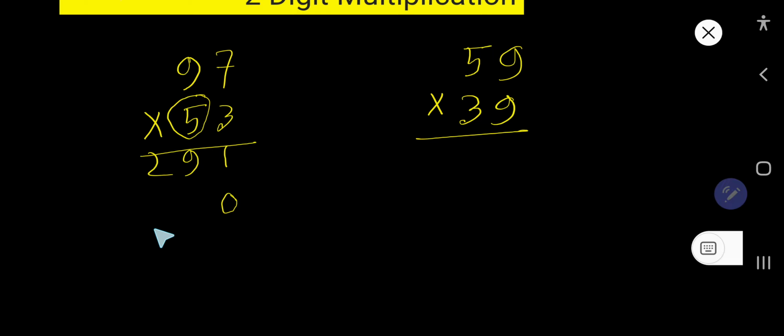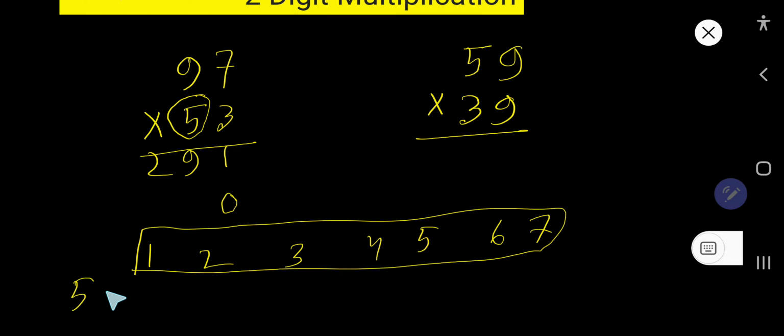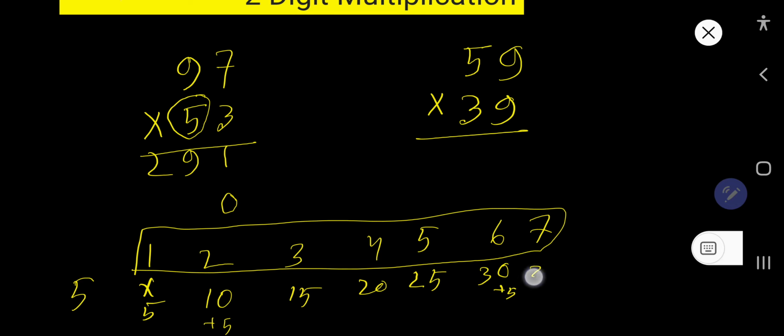If you forget the multiplication table, you can find it like this: 1 2 3 4 5 6 7. You need the multiplication table of 5. 5 times 1, 5. 5 times 2, just add 5, that is 10. 5 times 3, 15. 5 times 4, 20. 5 times 5, 25. 5 times 6, 30. And 5 times 7, just add 5, 35. Right? 5 times 7, 35. So write the first digit 5 and carry over 3.